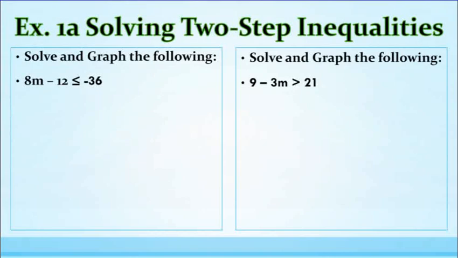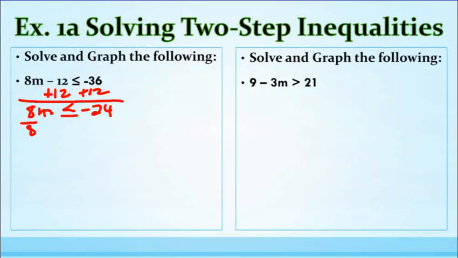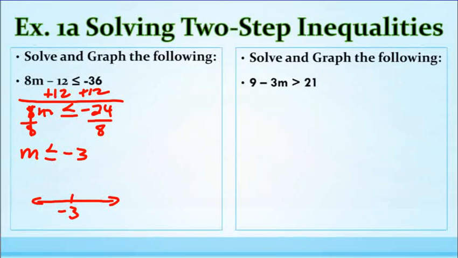So 8m minus 12 is less than or equal to negative 36. To get 8m by itself, I'm going to add 12 to both sides. And I have 8m is less than or equal to negative 24. To get m by itself, I divide by 8. And I get m is less than or equal to negative 3. And then to graph it, number line, negative 3 here. I'm going to use a filled-in circle because it can equal negative 3. Less than means it goes to the left.